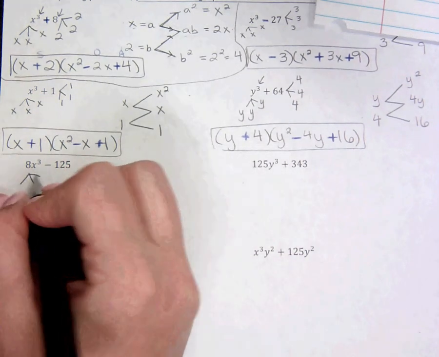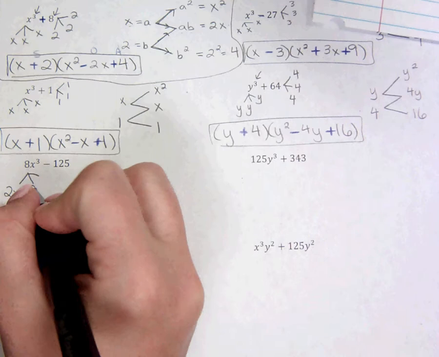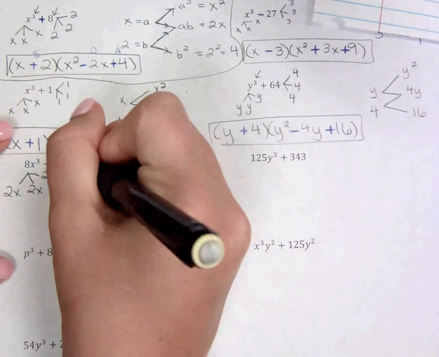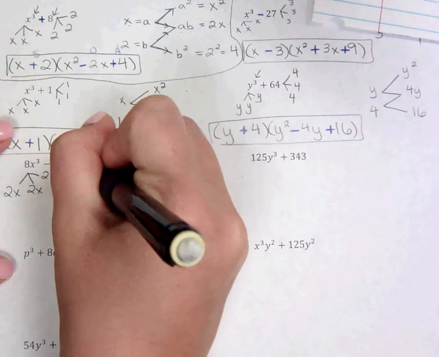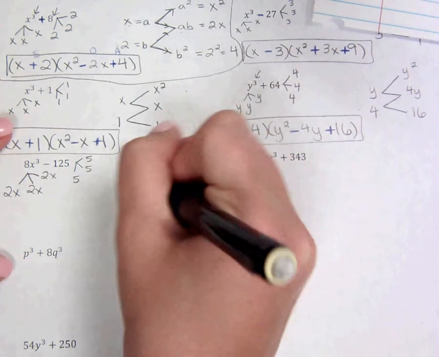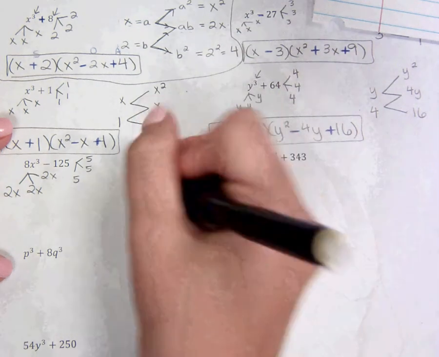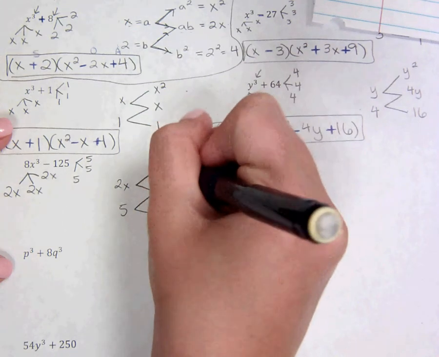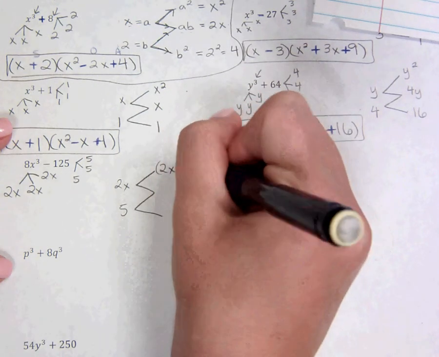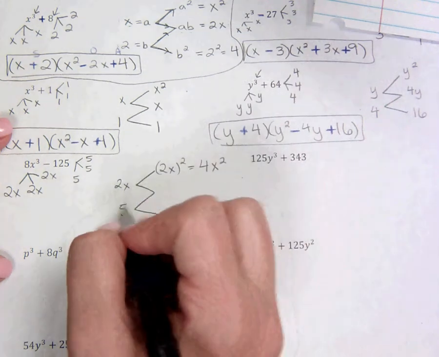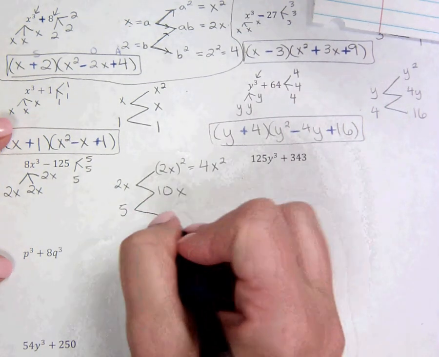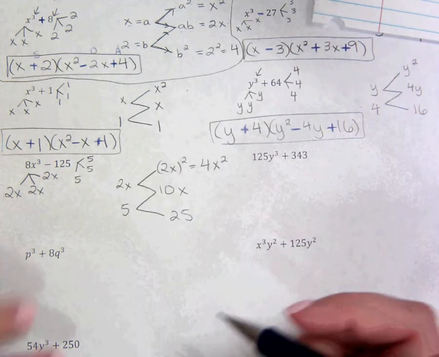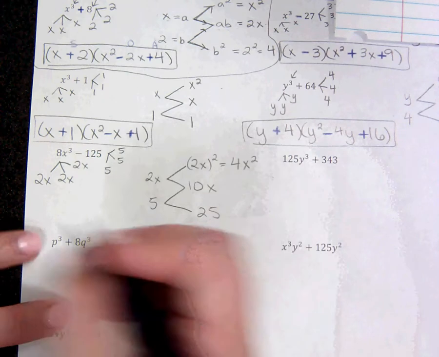So 8x to the third is going to be 2x, 2x, and 2x. So 2, 2, 2, x, x, x. 125 is going to be 5, 5, and 5. We'll make our zigzag. 2x and 5. 2x squared, we have to square the 2 and the x. 2x times 5 is 10x. And 5 squared is 25.